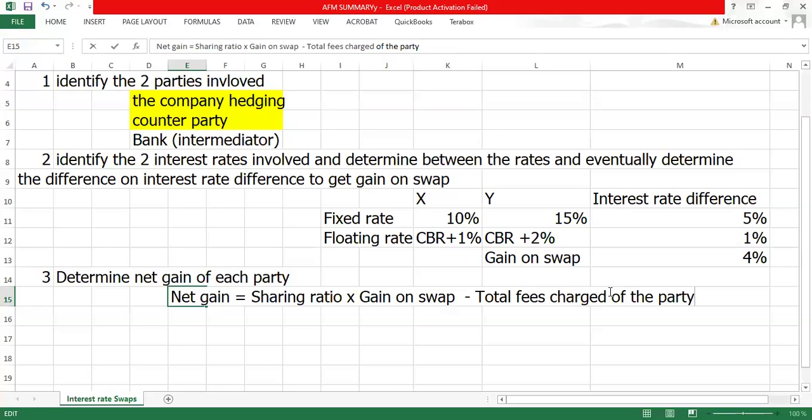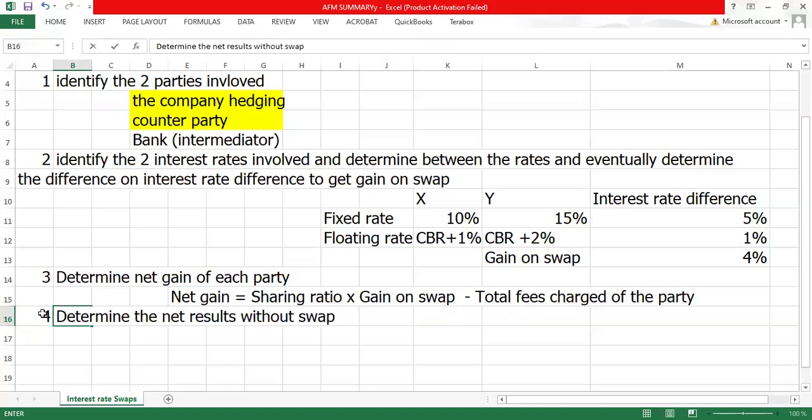Now, after that, you have to look at another step. You know that these steps don't change, guys. So the moment you understand the flow, all things will be very easy. So step number 4 will be to determine the net results without swap. Determine the net results without the swap.